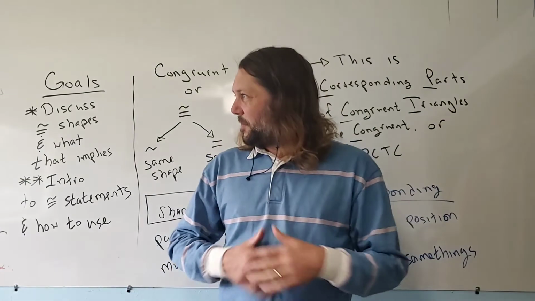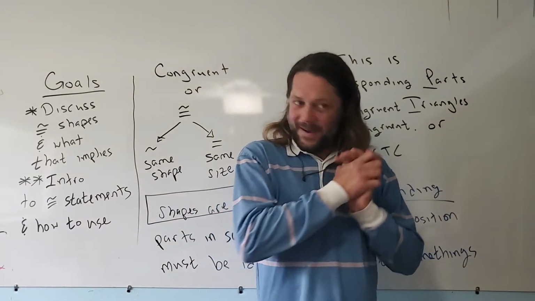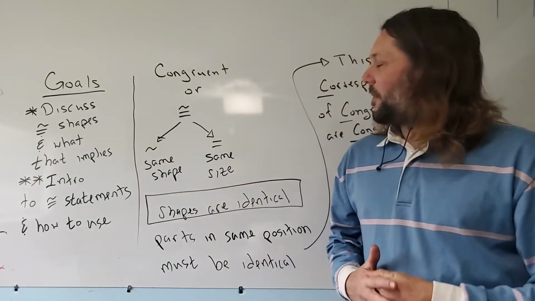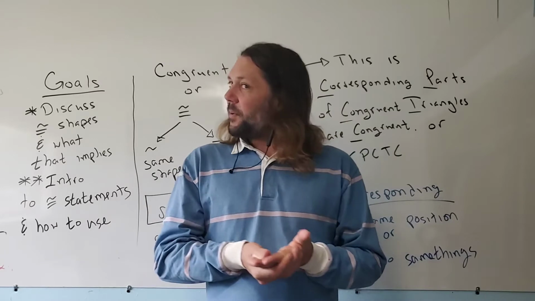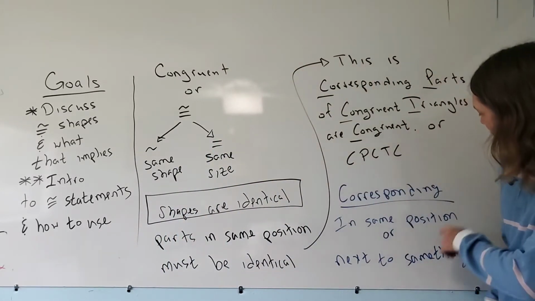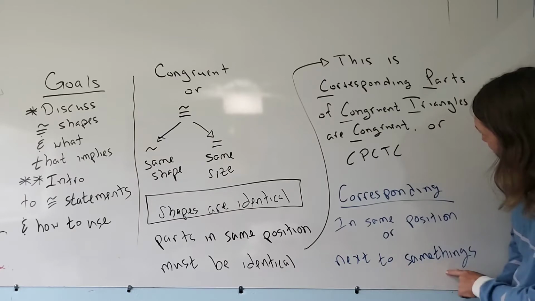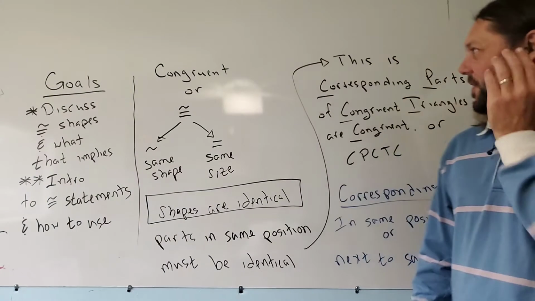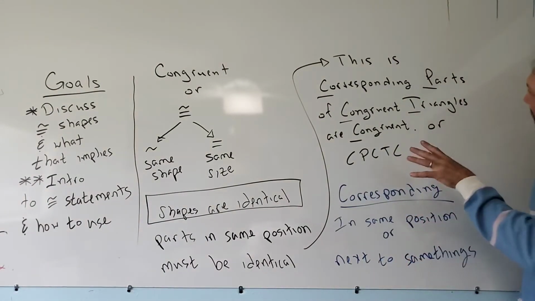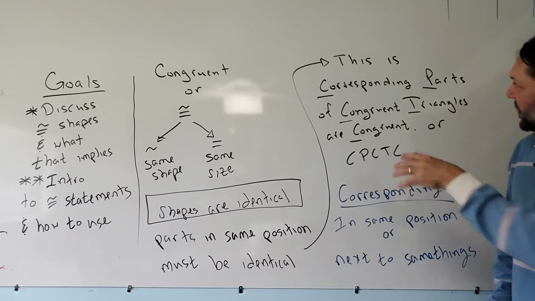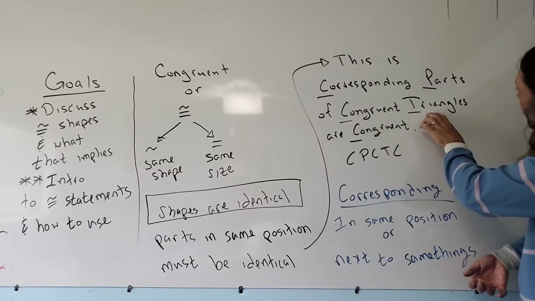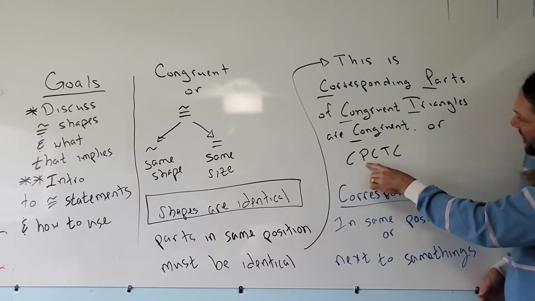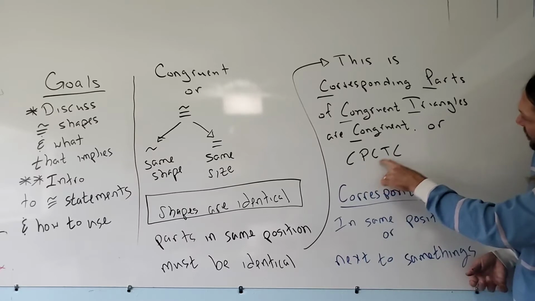And so the next piece of the puzzle is, once we've determined that the shapes themselves are congruent, what does that mean that we can get from that? And so once we know that we have identical triangles, what we're going to now focus on is parts in the same position or they're next to the same thing. And this is a very long explanation concept, but it's pretty easy to abbreviate. So this idea of having identical triangles means that corresponding parts of congruent triangles are congruent. Or we can just abbreviate it and say CPCTC, corresponding parts of congruent triangles are congruent.